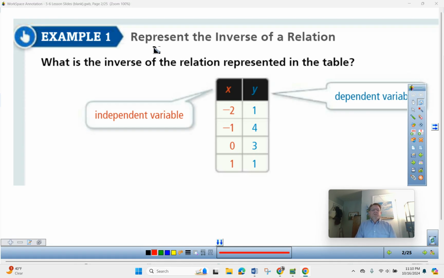All right, so example 1 says represent the inverse of a relation. So this is a table, and you used to have an equation that goes with the table, but this is just a table of ordered pairs, and you're not worried about the equation that goes with it right now. The point is, what is the inverse of the relation represented in the table? Well, let's talk about this first. This table represents some sort of relationship that these are connected together. The x is independent and the y is called dependent because it depends on what the x is. What you plug in is what's going to be output. So independent and dependent.